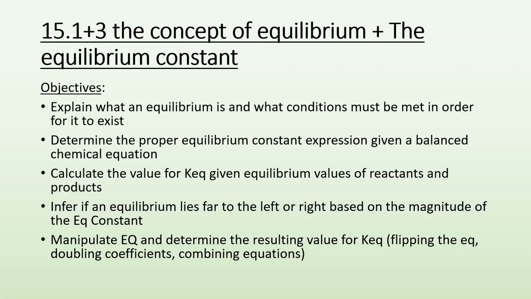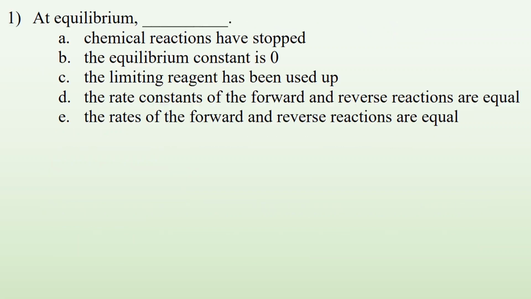Mr. Donahue here again. This time we're going to take a look at sections 15.1 through 15.3, the concept of equilibrium. So our objectives will be to explain what an equilibrium is and what conditions must be met for it to exist, determine the proper equilibrium constant expression given a balanced chemical equation, calculate the value for KEQ given equilibrium values of reactants and products, infer if an equilibrium lies far to the left or to the right based on the magnitude of the KEQ constant, and manipulate equilibrium expressions and determine the resulting value for KEQ. For example, if you flip the equation, what happens to the KEQ?